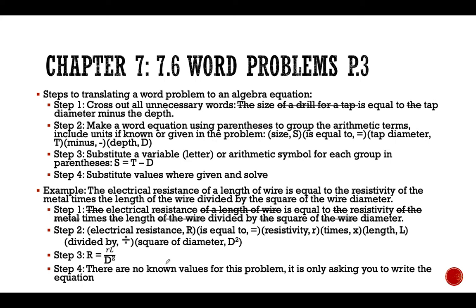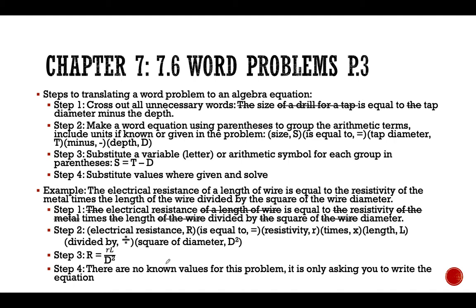Here's an example. The electrical resistance of a length of wire is equal to the resistivity of the metal times the length of the wire divided by the square of the wire diameter. You can see that we've crossed out all the unnecessary words and we've come up with these groupings. Electrical resistance, large R, is a group. Is equal to is a group. Resistivity, small r, is a group. Times is a group. Length, L, is a group. Divided by is a group. Square of diameter, D squared, is a group.